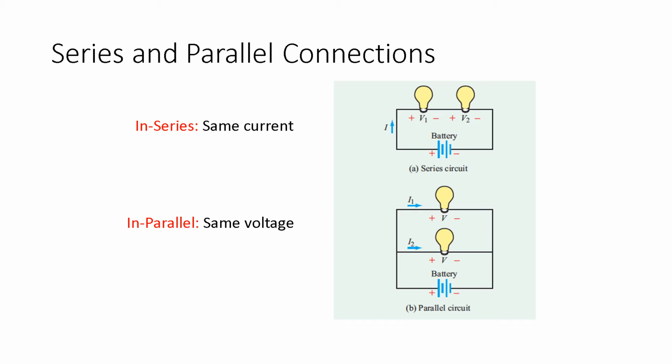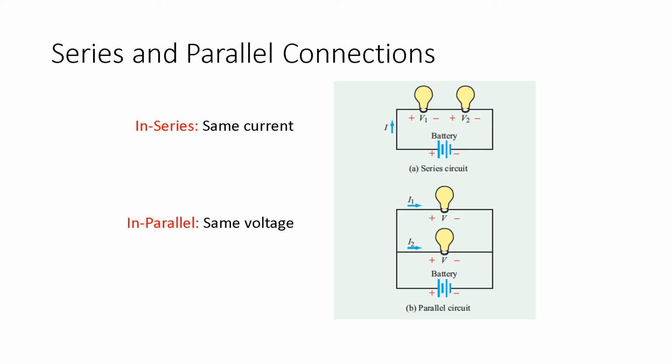So the important thing to note is that the current any place in this diagram in picture A is the same. If you look at the current before the first light bulb, or in between the two light bulbs, or after the second light bulb, the current is always going to be the same.